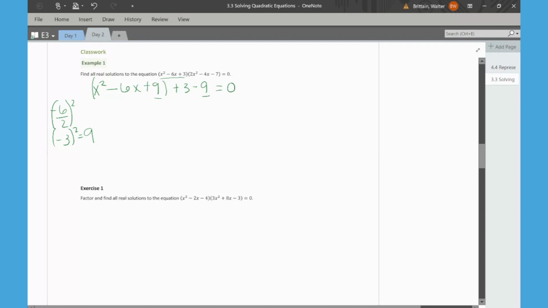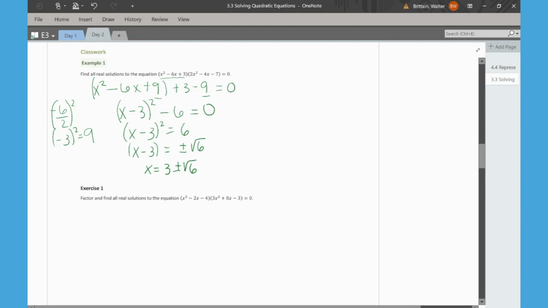The idea here is that I would now factor x squared minus 6x plus 9, because by completing the square, I've made that a perfect square. When I factor that, I'm going to get x minus 3 squared, and 3 minus 9 is going to give me negative 6. So I still want to solve the entire quadratic, so I need to add 6 to both sides. I need to square root to undo the square on the left. That's going to give me 2 answers on the right, plus or minus root 6. Now adding 3 to both sides would give me x equals 3 plus or minus root 6. So that would be 2 unique solutions.